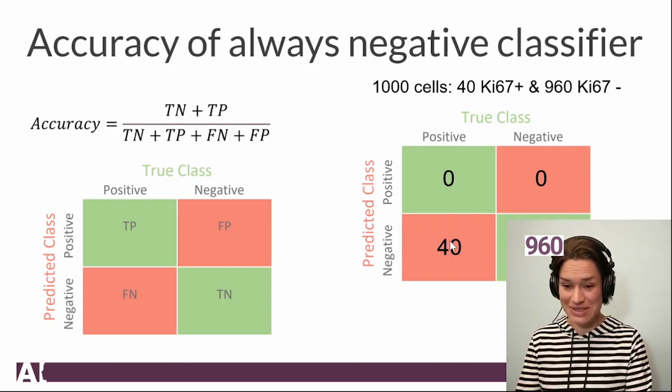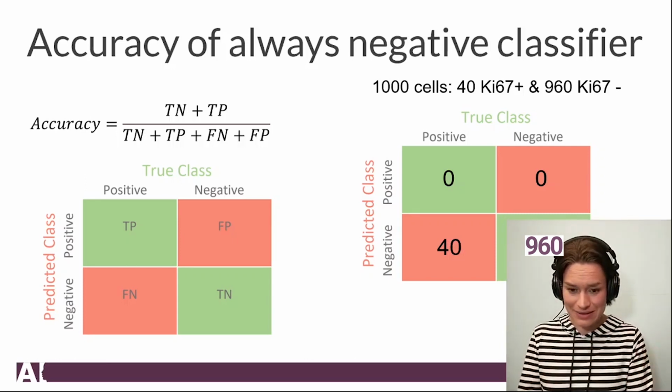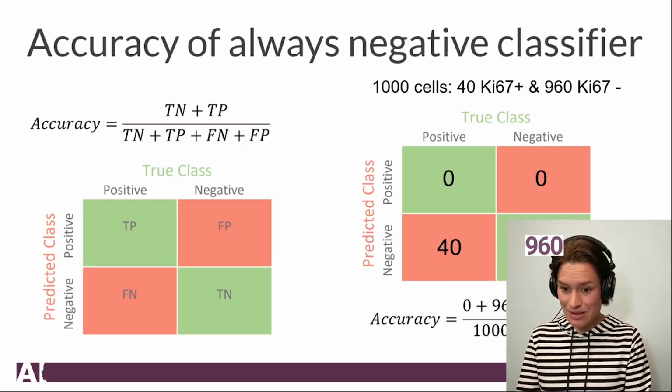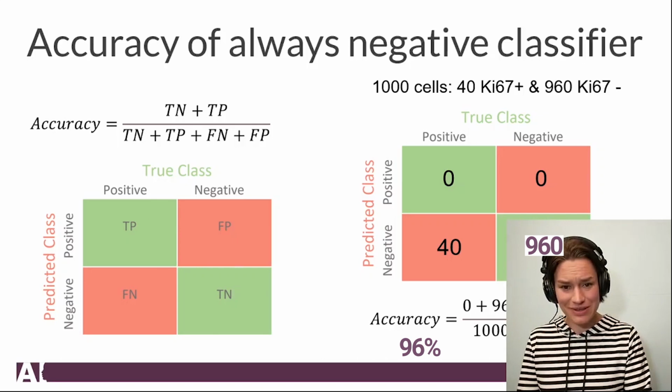So when we say all cells are always negative, we have 0 true positives, 960 true negatives and 40 false negatives, because the classifier says it's all negative. Everything is negative. And the accuracy is beautiful because we have true negatives and true positives divided by everything. It's 96% accuracy. That's a fantastic model, right?